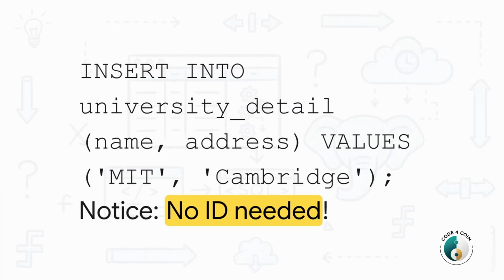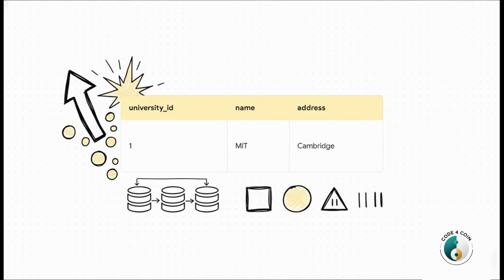And here's the payoff. Take a look at this insert statement. Notice what's missing. We're not telling it what the university_ID should be. We just give it the data that actually matters, the name and the address, and we trust that PostgreSQL is going to handle the rest. And voila, here's the result. Boom, the university ID is automatically set to 1. The very next time we insert a row, it'll be 2, then 3, and so on. The database handled the ID generation all on its own. It's clean, it's simple, and it just works.